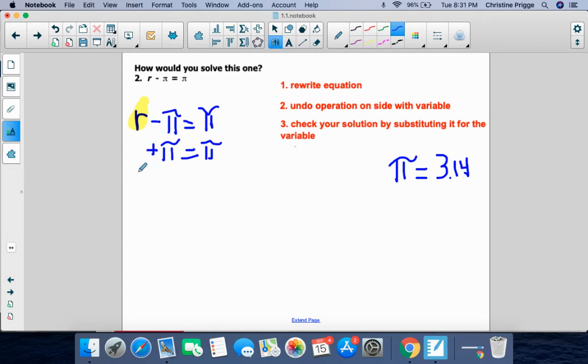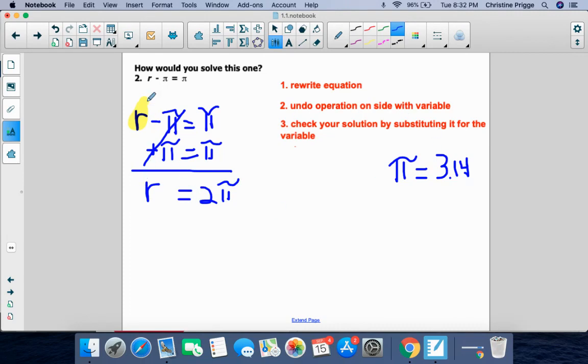Okay, now I'm going to solve it. I have my variable r in the equation. Key is to isolate it. Negative pi plus a positive pi makes 0 pi's. They're gone. So I'm going to have r equaling, here's 1 pi, here's another pi, and if I have these to add together, I have 2 pi's. Correct? All right. Let's make sure, though, we have to check our solution.